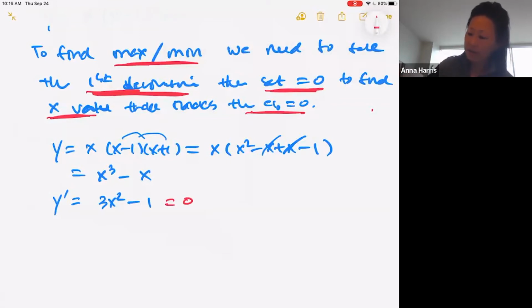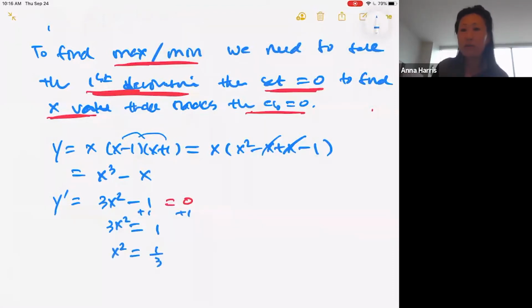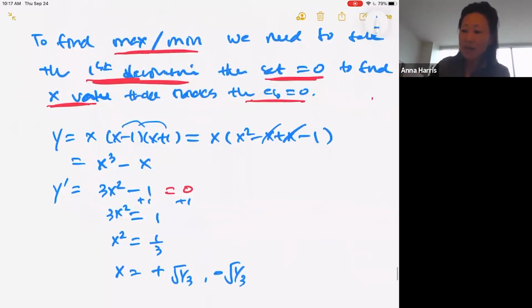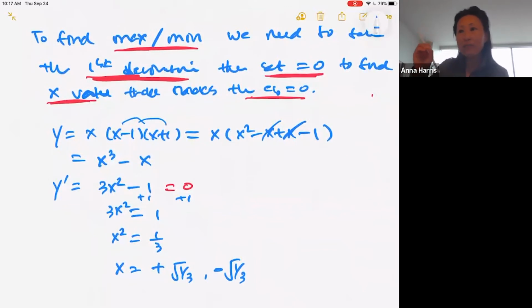So I have 3x squared equal to 1 by adding 1 to each side. So x squared is equal to 1/3. So x is equal to what? Plus square root of 1/3 or minus square root of 1/3. So now I know where that value should be. Because I took my first derivative, I know which x value gives me maximum and which x value gives me minimum.